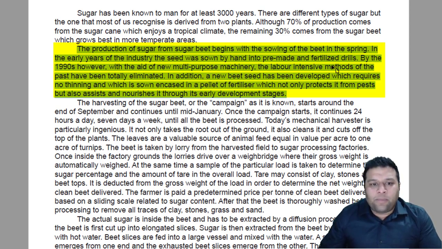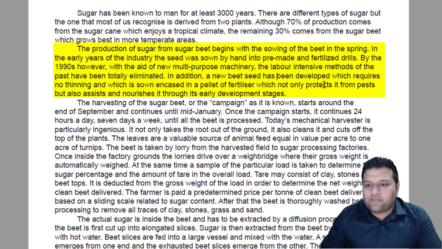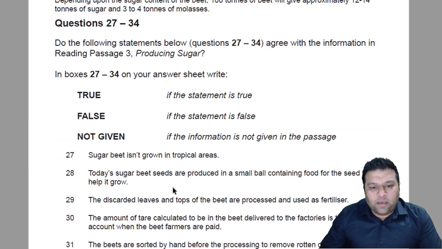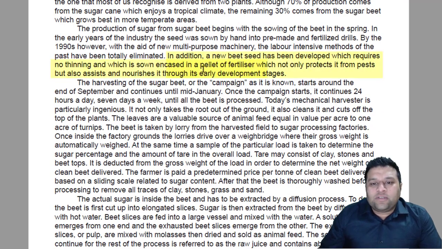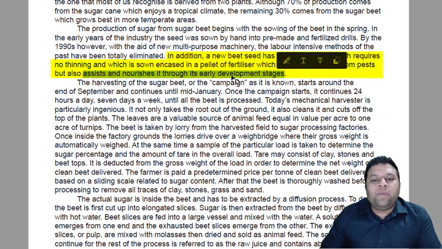It says a new beet seed has been developed which requires no thinning, which is sown and encased in a pellet of fertilizer. Okay, that's where the answer is. A new beet seed. It says today's sugar beet, which means the recent one, the new one. So a new beet seed has been developed which requires no thinning and which is sown and encased. Encased means covered in a pellet of fertilizer. Pellet could be a bowl of fertilizer. Fertilizer means food for seed, which not only protects it from pests but also assists and nourishes it through the early development stages, which means helps it grow.